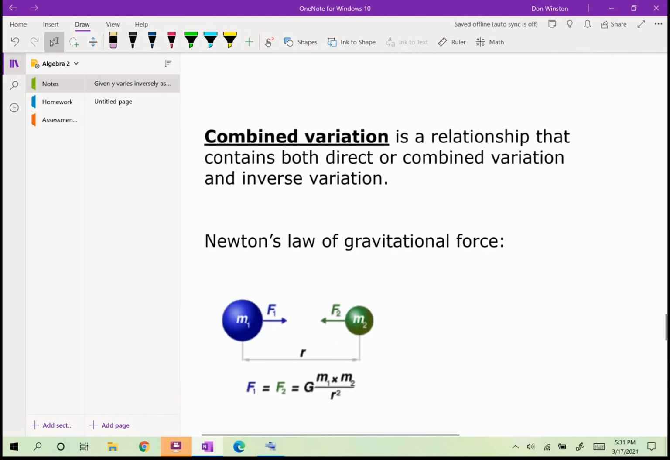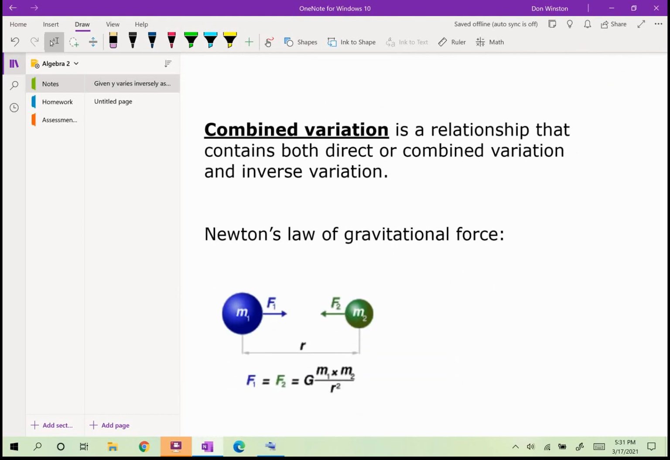Now, we have one last thing called combined variation. Combined variation is a relationship that contains both direct or joint variation and inverse variation, okay? We combine a lot of things here. So we can have something like y is equal to k times, I'll just use some other variables. K is always some constant. So like m times n over anything z.